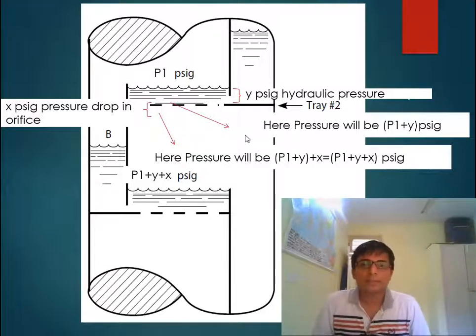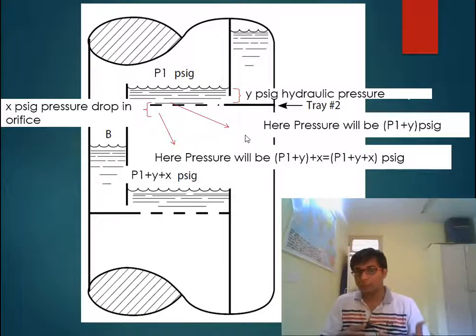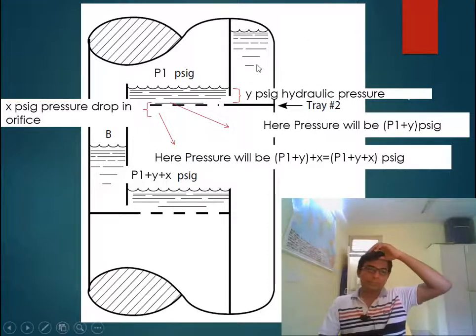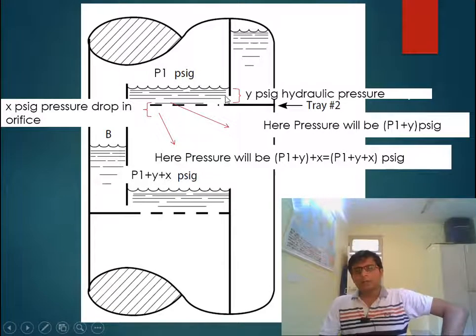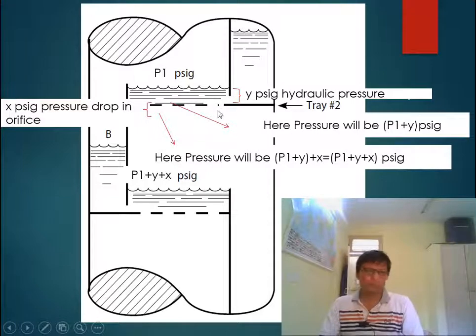Now let us discuss when weeping will happen based on our tray hydraulics. Okay. So to figure out weeping, let us figure out the pressure profile of a tray column, and based on that we will figure out when the liquid will start dropping through the holes.